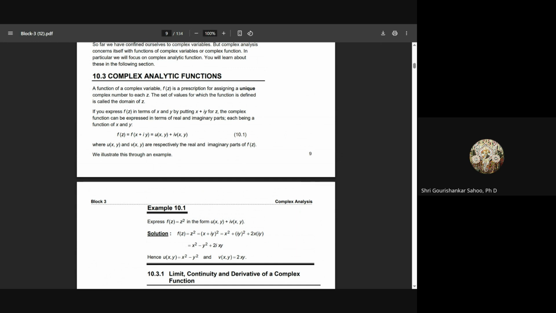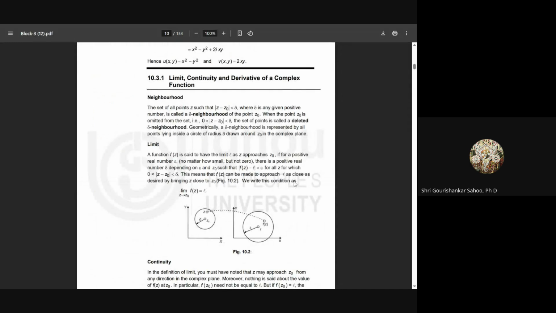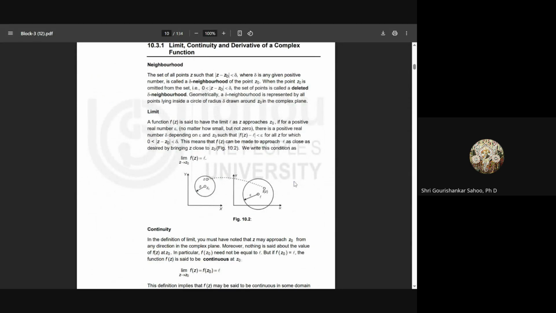Similarly, complex analytic functions. A function of a complex variable f, which is a function of z, is a prescription for assigning a unique complex number to each z. The set of values for which the function is defined is called the domain of z, and you can write f(z) is equal to f(x plus iy), which is u plus iv, where u and v are functions of x and y. Okay.